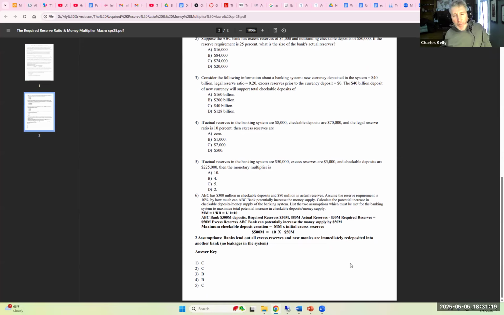It says ABC Bank has 300 million in checkable deposits. All right, so that's all the money that's been put into the bank by their customers. Their customers have deposited 300 million into ABC Bank. They have $80 million in actual reserves. So they've been in business for a year or two here, right? They didn't open up yesterday. That means currently they have 80 million in reserves. But if the reserve requirement is 10%, how much can ABC Bank still loan out?